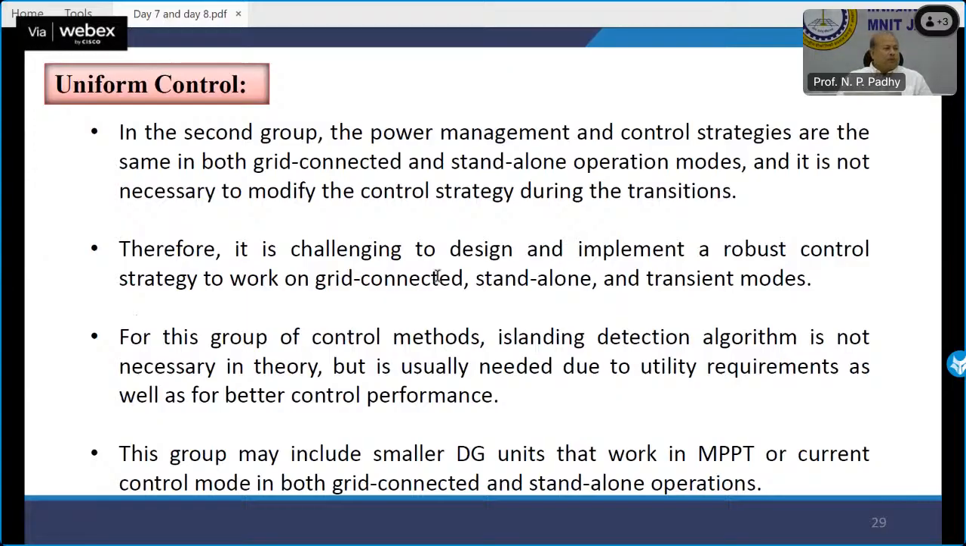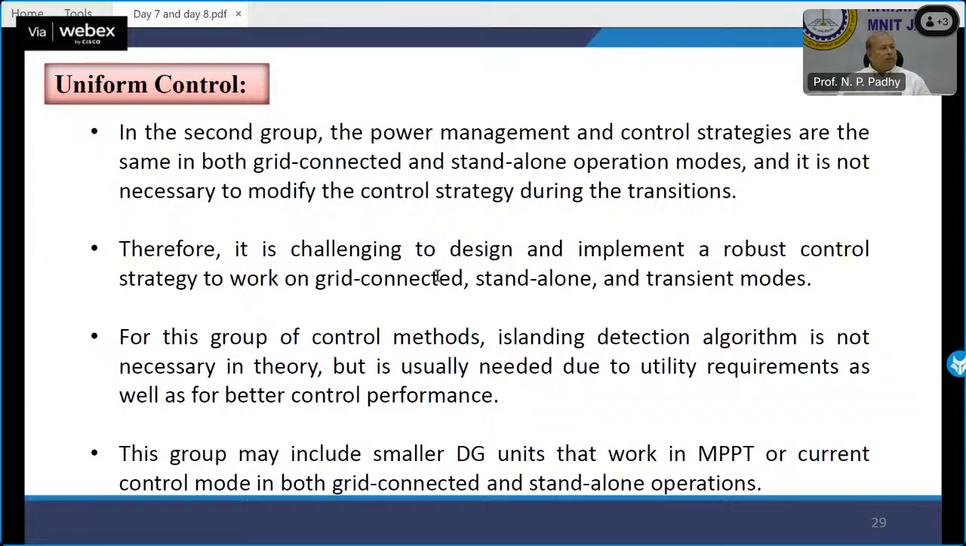Moving to uniform control. What do you mean by uniform control? In the second group, the power management and control strategies are the same in both grid connected and standalone operation mode, and it is not necessary to modify the control strategy during the transition. Therefore, it is challenging to design and implement a robust control strategy to work in grid connected and standalone methods. Islanding detection algorithm is not necessary in theory, but it is usually needed due to utility requirements as well as for better control performance.